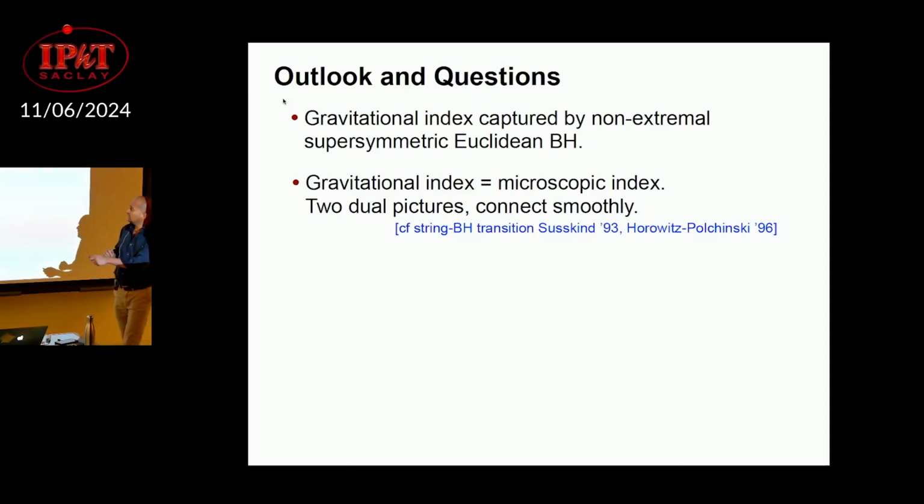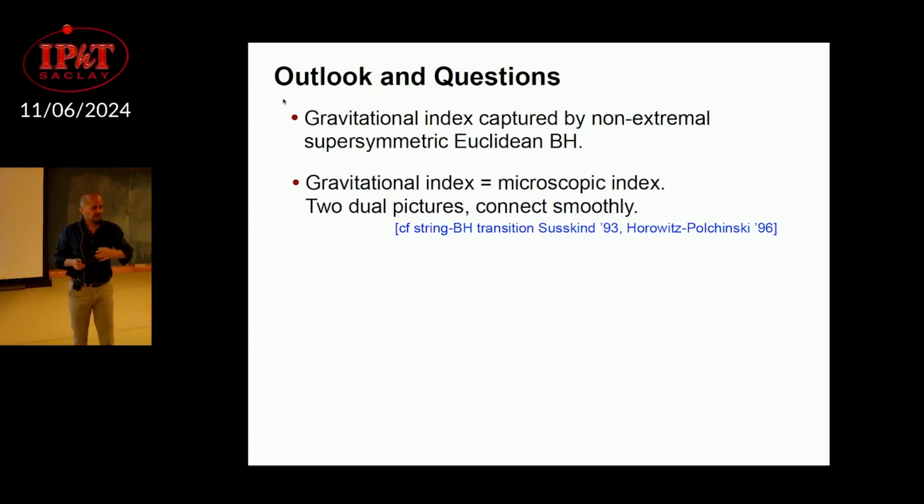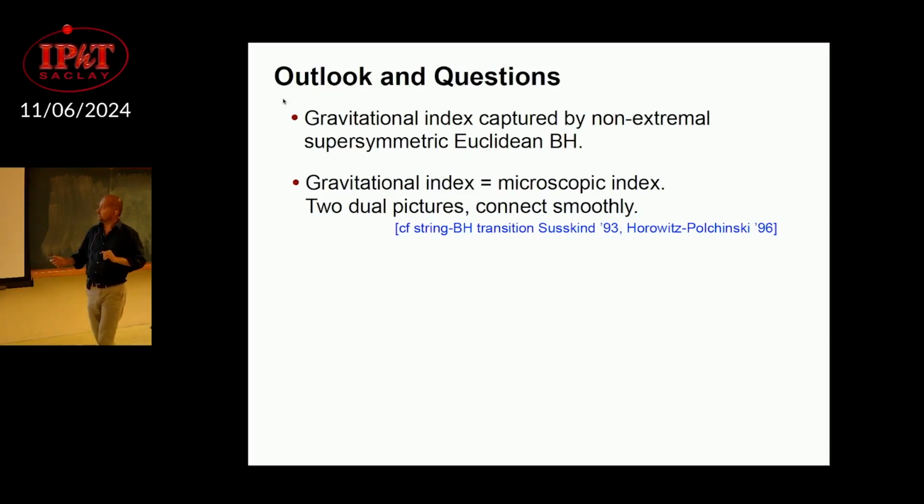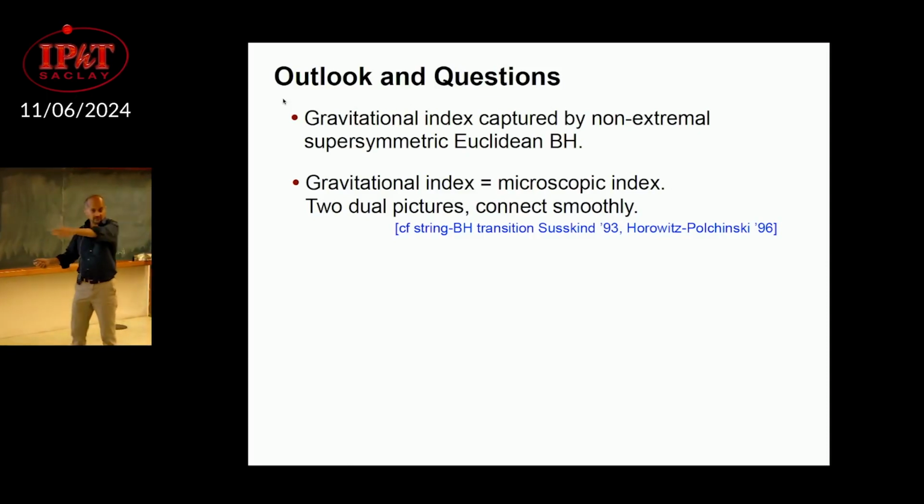So unlike the string black hole transition, where there are two different pictures and you try to match them, here it seems like there's some kind of duality, that the two pictures are just dual languages describing the same physics, and there's just an equality of the index as there should be.